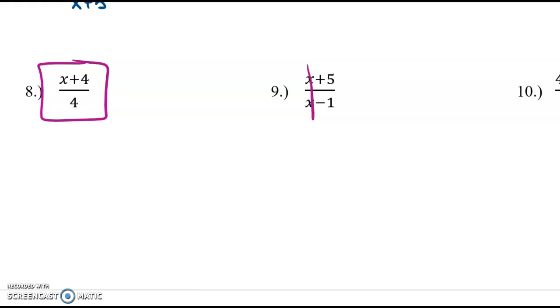You can't cancel the x's because the x's are attached to the 5 and the negative 1. If it was both the same, like x plus 5 in the top and the bottom, then you can cancel them. But that's not the case here. So what I'm going to do is just box this answer. That's as far as I can simplify.